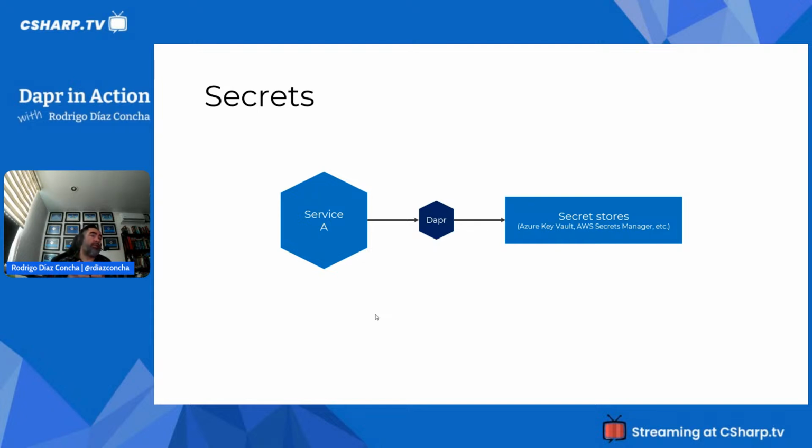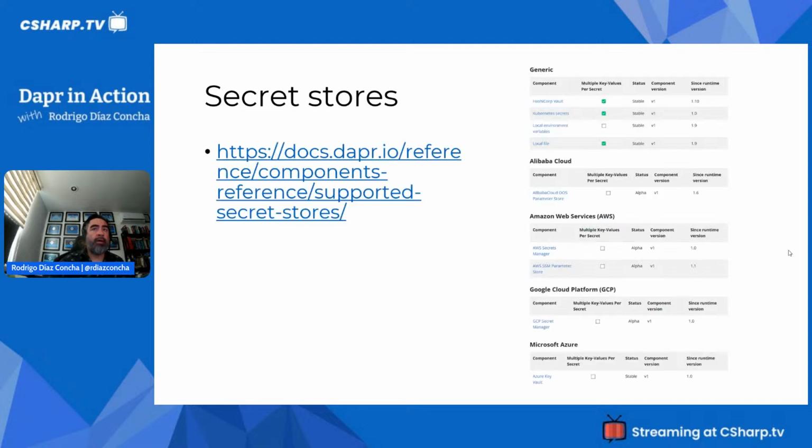Of course, you need some kind of component. You need a manifest file that you need to create, and that's the place where you define where and what is the secret store that you're going to use, right? So quite easy stuff, and let's move on.